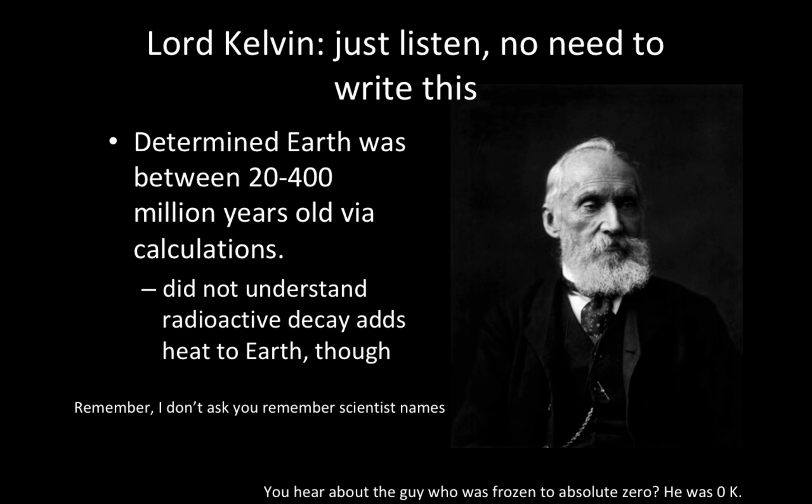So, Lord Kelvin, I don't need you to memorize this. He determined the Earth was about 20 to 400 million years old via calculations. He did not understand radioactive decay, the breakdown of materials on Earth, and radioactive decay adds heat to the system. Remember when we talked about the iron catastrophe and the remelting of stuff and the late heavy bombardment? We have meteorites smacking into Earth, melting stuff again. He didn't know this, so his calculation didn't account for more heat being in the system, which would have made the Earth older.